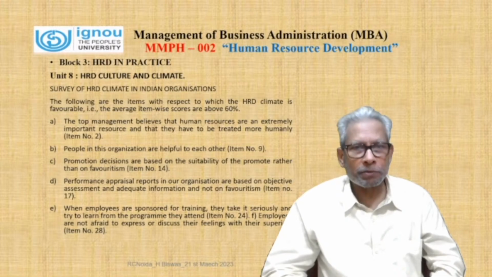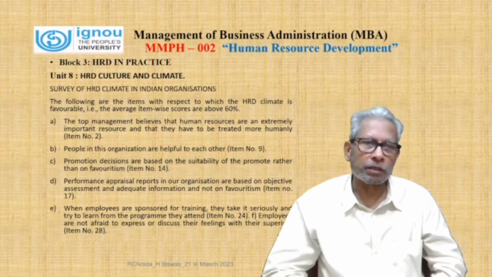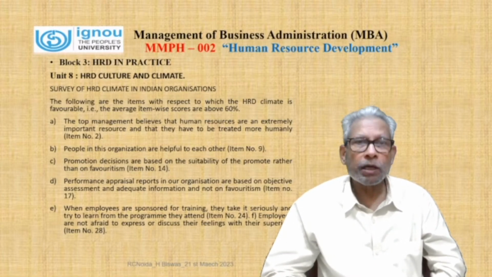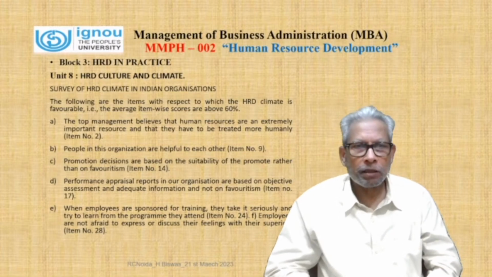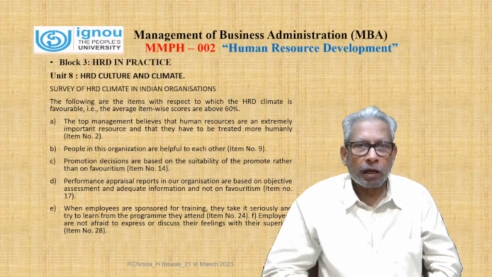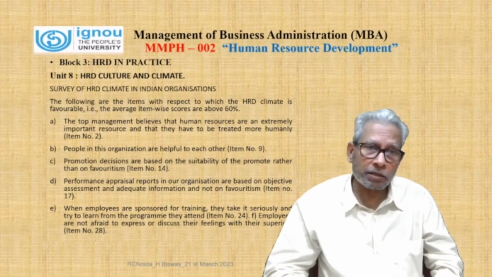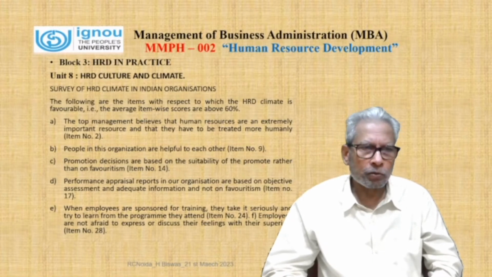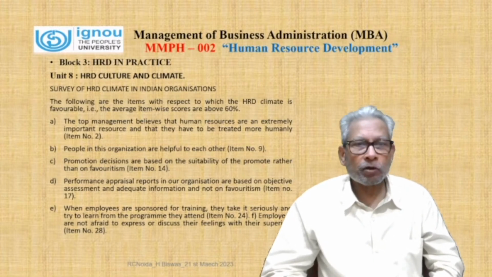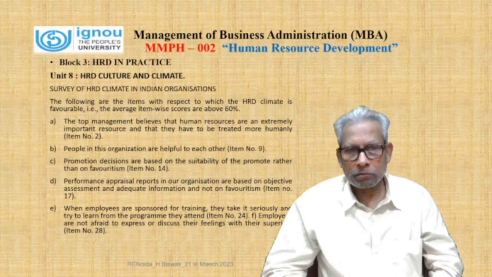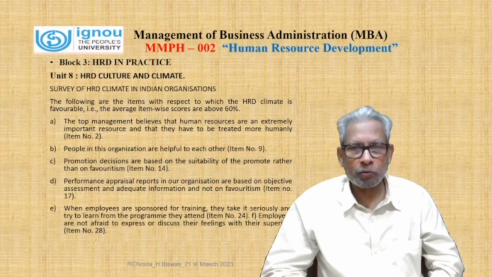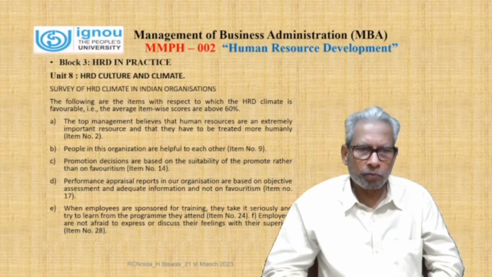The top management believes human resources are extremely important. Here in this case, as per item number 2, they have observed and surveyed this also, and they have received a huge response. It is above 60%. The top management believes that human resources are extremely important. Number two, people in these organizations are helpful to each other. So all are good. Promotion decisions are based on the suitability of the promotions rather than favoritism. So there is no favoritism. So it's a good sign.